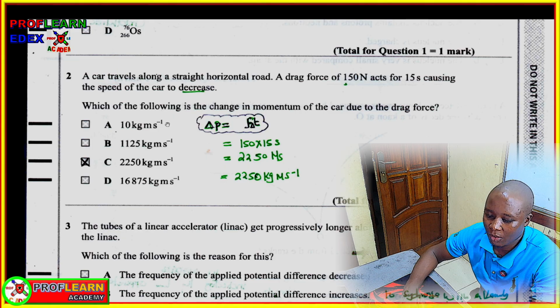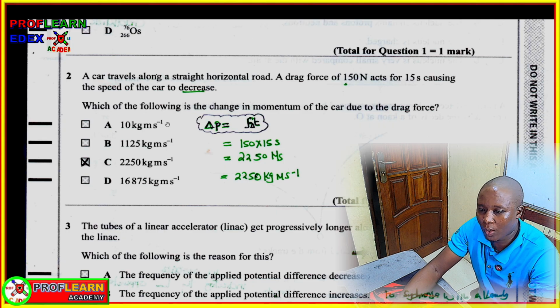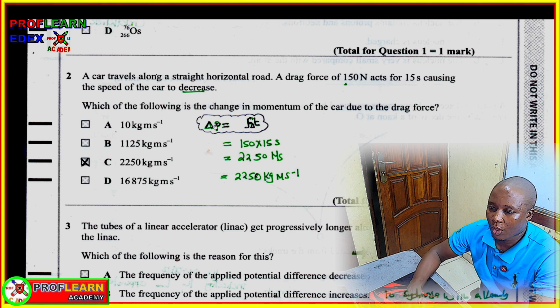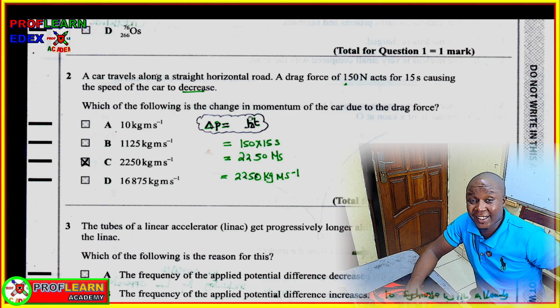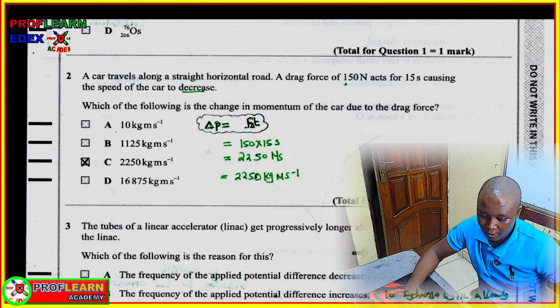A car travels along a straight road. Drag force is 150 newtons that acts for 15 seconds. In order to work out change in momentum, we are going to have force, that's the resultant force, times the time, so that is going to be impulse. So if you are working out change in momentum, you need to realize that change in momentum is equal to the impulse. If you work it out, you'll get our answer 2250 kg m/s in that case.